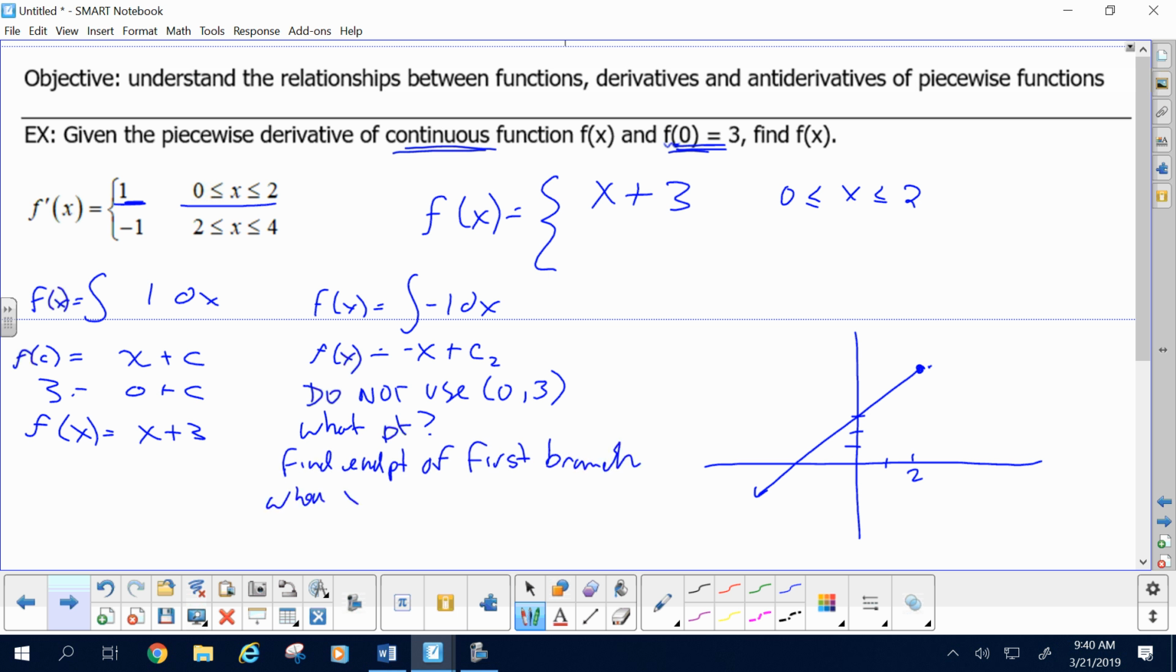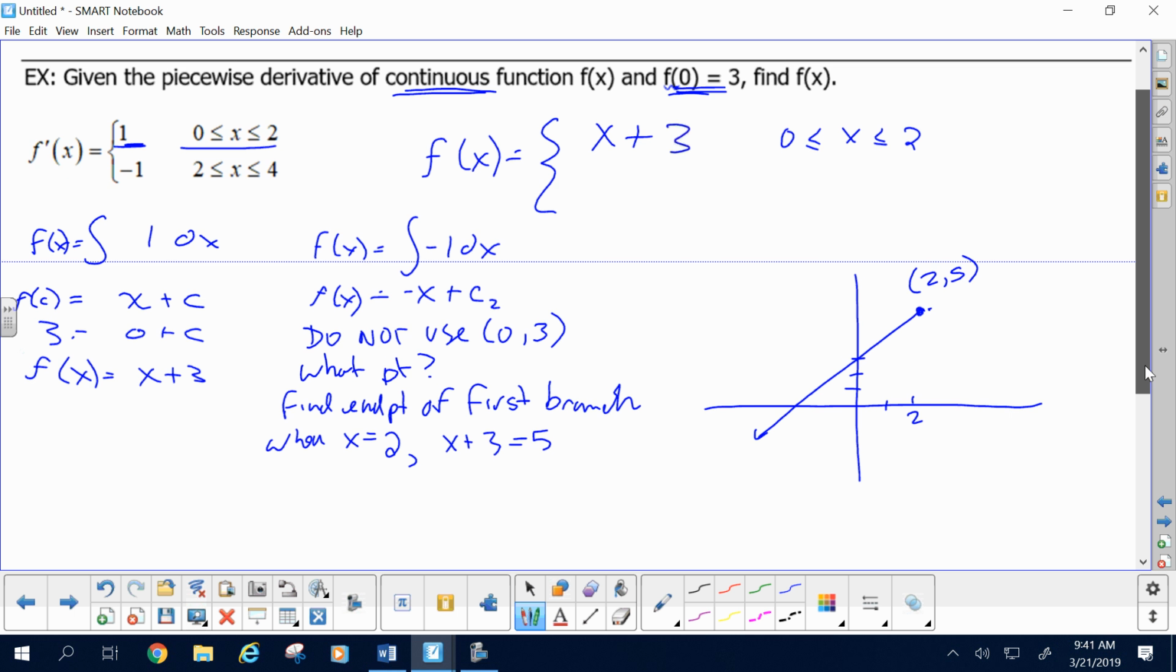When x equals, where are they meeting? Where's the next one picking up? At what x? 2. When x equals 2, the first branch, x plus 3, will equal 5. They need to meet at the point (2, 5). Now the graph obviously makes that pretty clear.